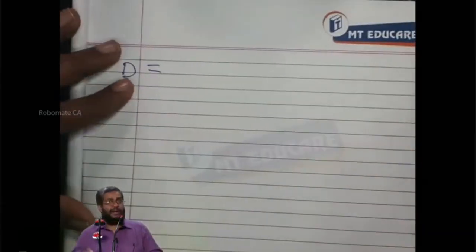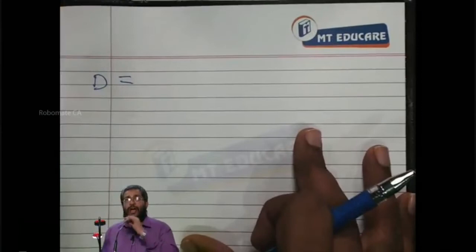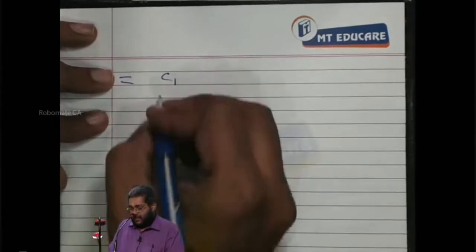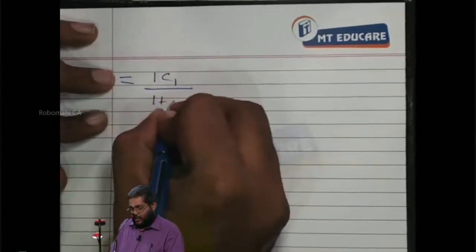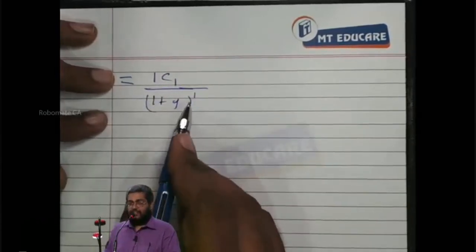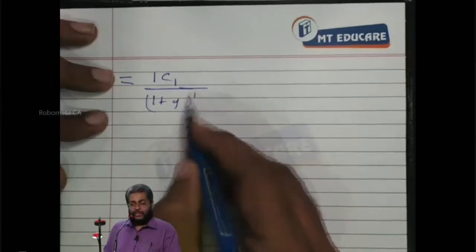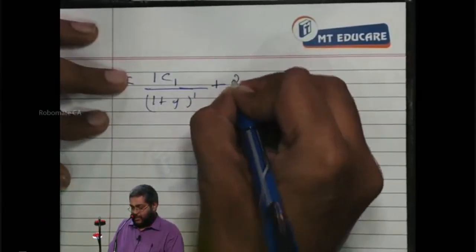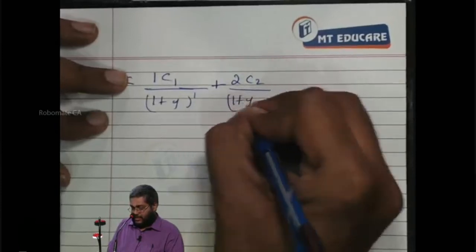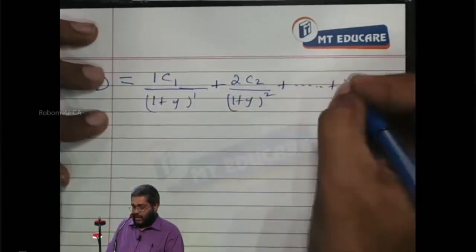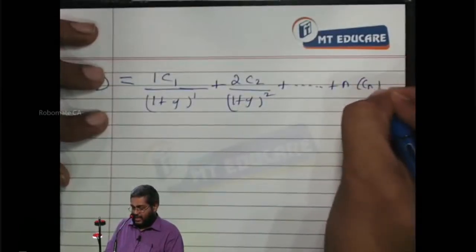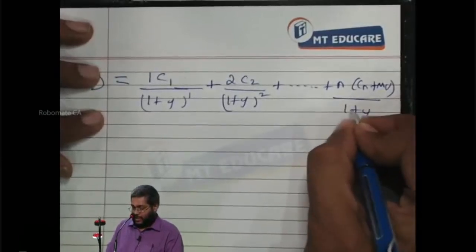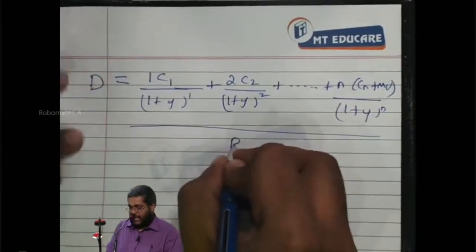Now, let us go for an elaborate discussion. Duration is equal to, all of you participate. First year, I get C1 as coupon. 1C1 divided by 1 plus y power 1. C1 by 1 plus y power 1 gives you what? Discounted coupon into first year. Yes or no? Plus, tell me the next item. 2C2 divided by 1 plus y power 2. Like that it goes. Last year, I'm going to have what? N into CN plus maturity value. Last year alone, not coupon alone, I also get what? Maturity value divided by 1 plus y power n. The whole divided by P will give me the duration.